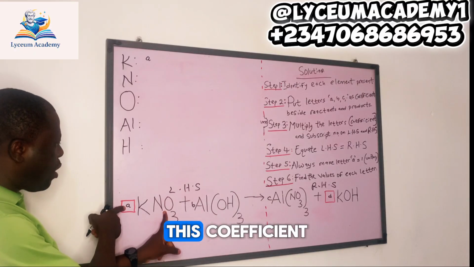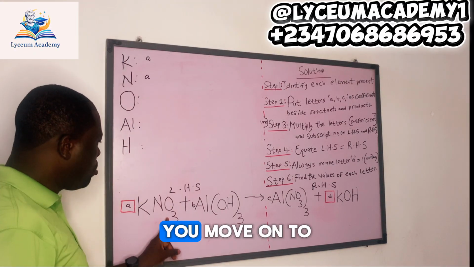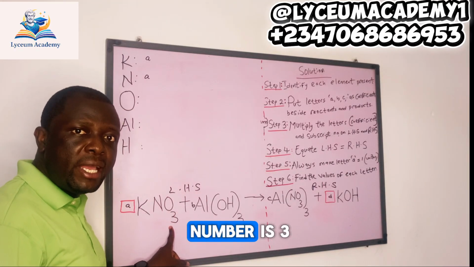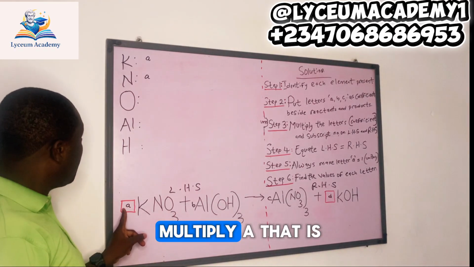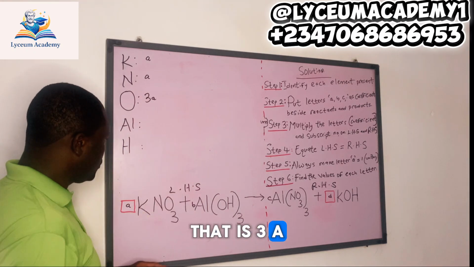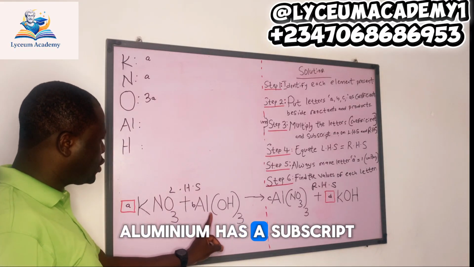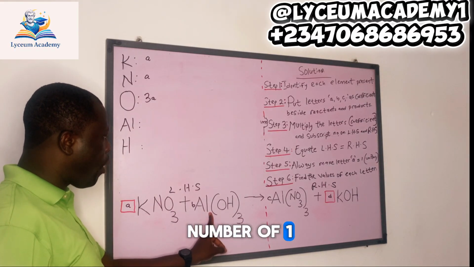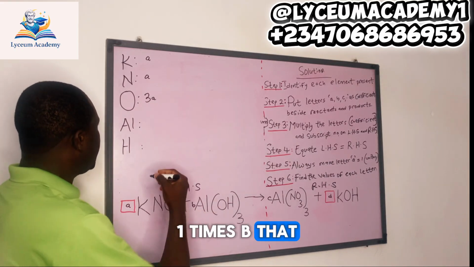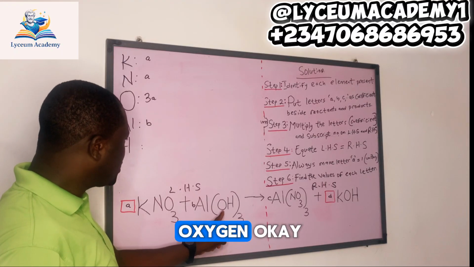Use it to multiply this coefficient. 1 times A gives A. You move on to oxygen. The subscript number of oxygen, which is the base number, is 3. Use this 3 to multiply A. That is 3 times A, that is 3A. You move on to aluminium. Aluminium has a subscript number of 1, an invisible 1. Use it to multiply this B. 1 times B gives B.